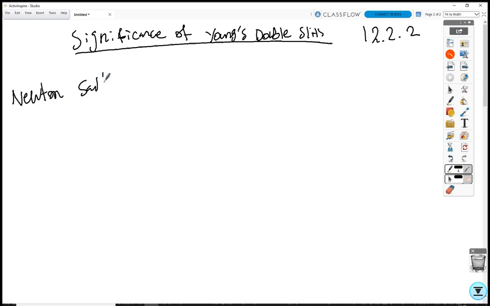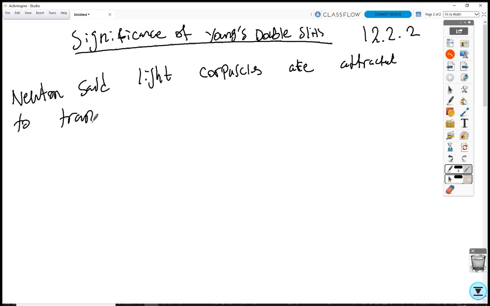So Newton said that light corpuscles are attracted to transparent medium, and I'm going to use the plural, so media. So they travel faster in them.